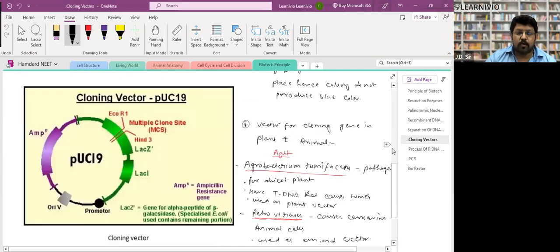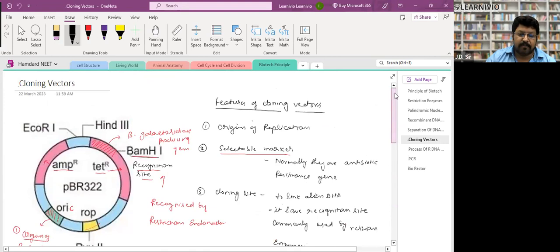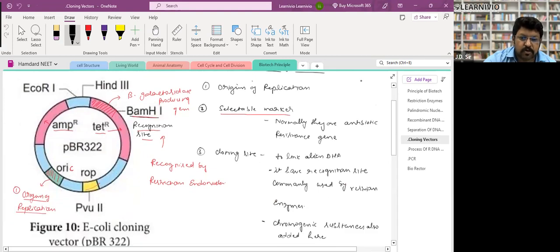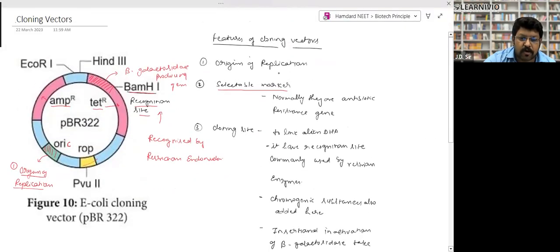Now come to the cloning vector. Very important. So what are the characteristics of a vector and what should be in a vector? Look.